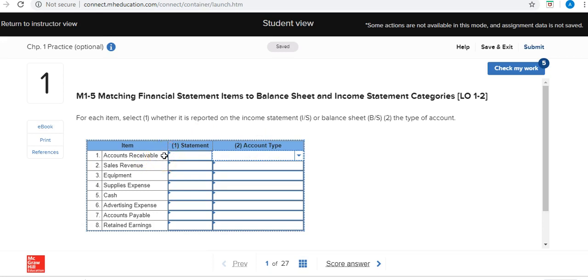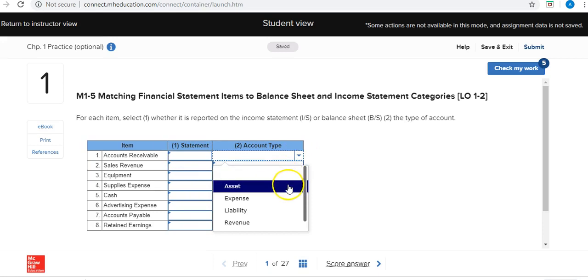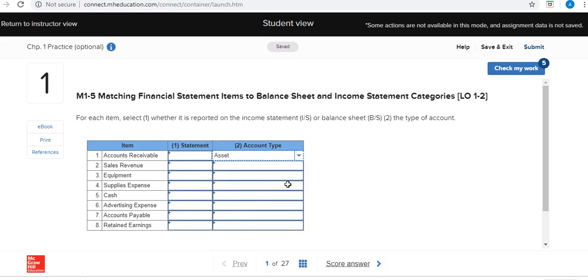So accounts receivable signifies amounts that we will be receiving in the future from customers who have purchased from us on credit. That represents an asset, an economic resource owned by the company. We have the right to receive that money in the future, so it's an economic resource or asset.